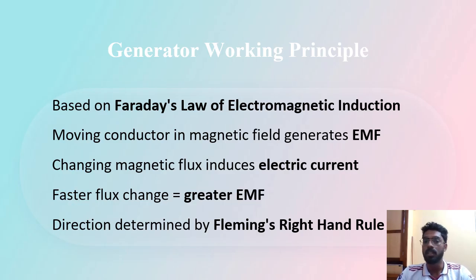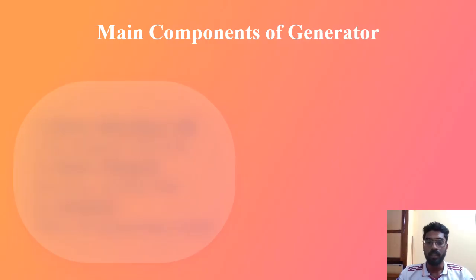Now, Faraday's laws of electromagnetic induction. Based on Faraday's law of electromagnetic induction, a moving conductor in a magnetic field generates EMF. The changing magnetic flux induces electric current, and the faster the flux changes, the greater the induced EMF. Clear?